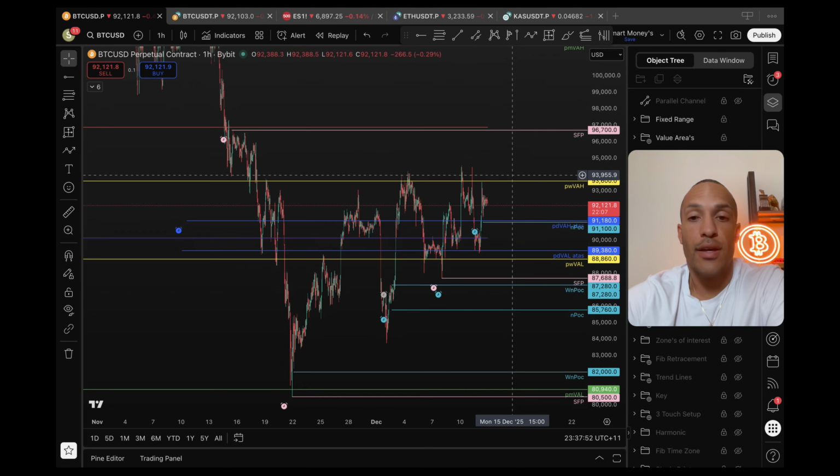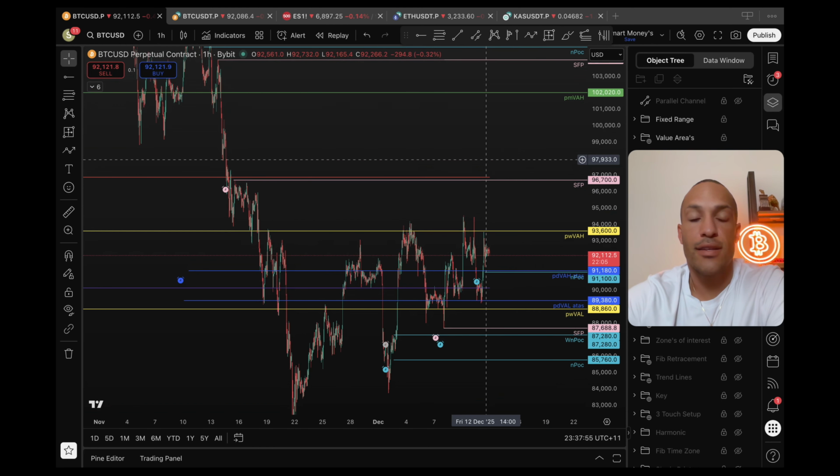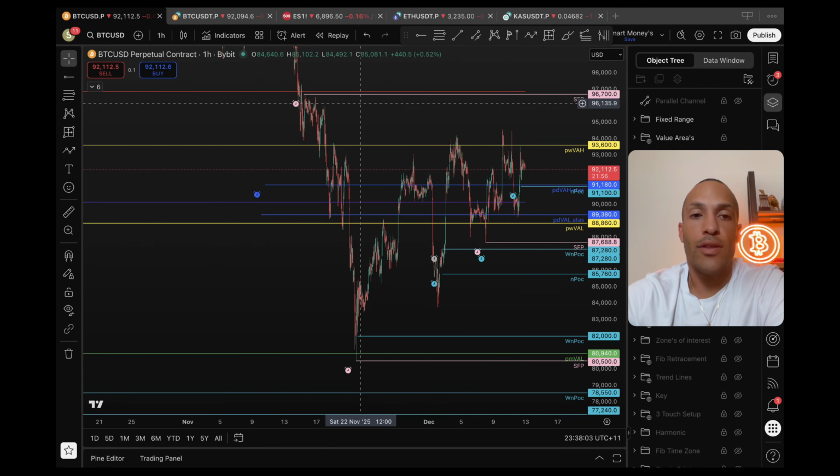To the upside, as always, we have 96,700. So I'm looking at this like a large range, just like I was showing you the mini range before. This is just a larger range.